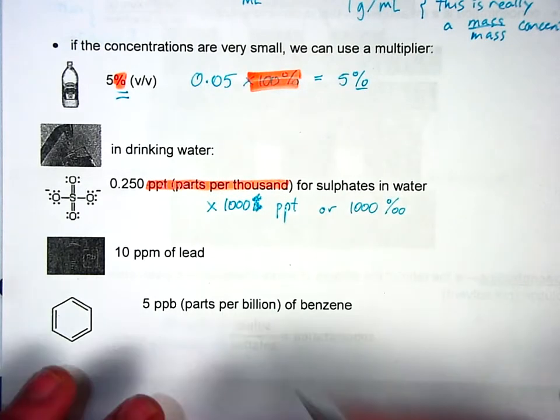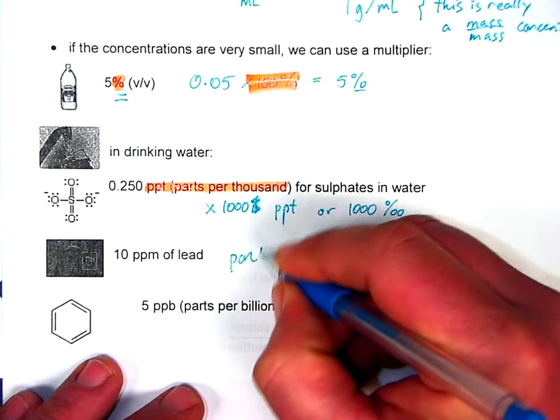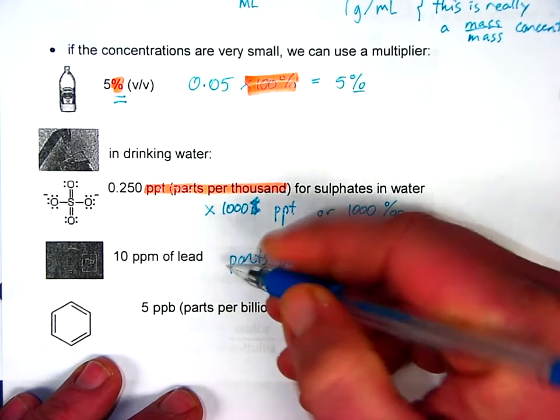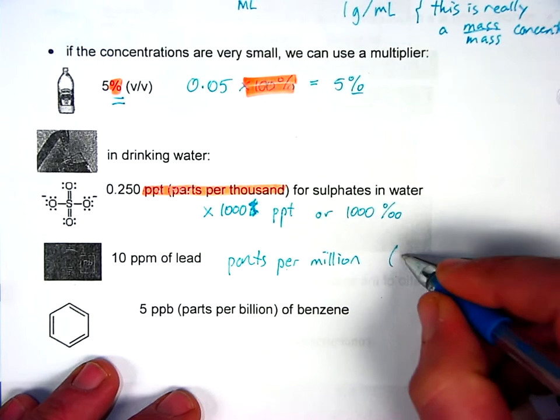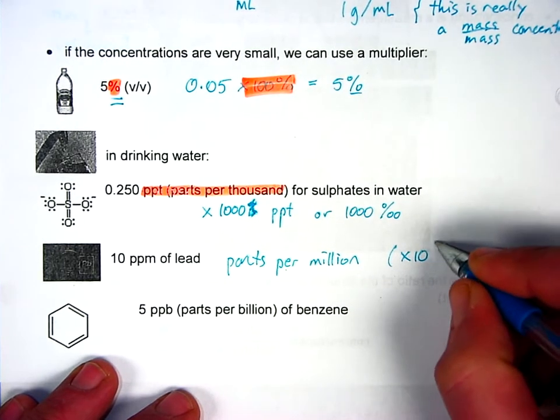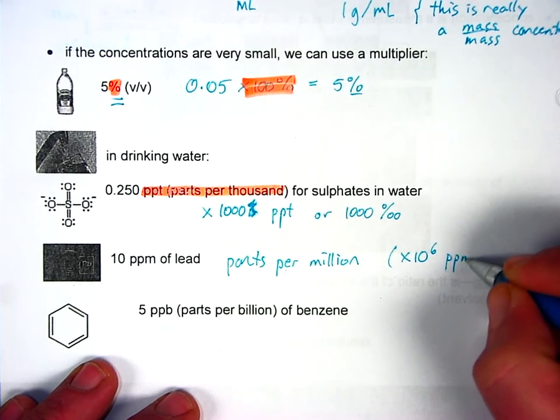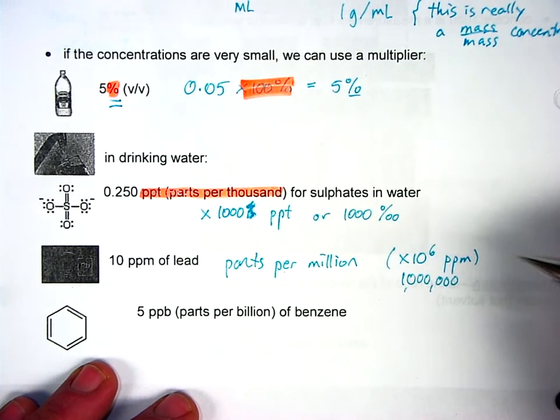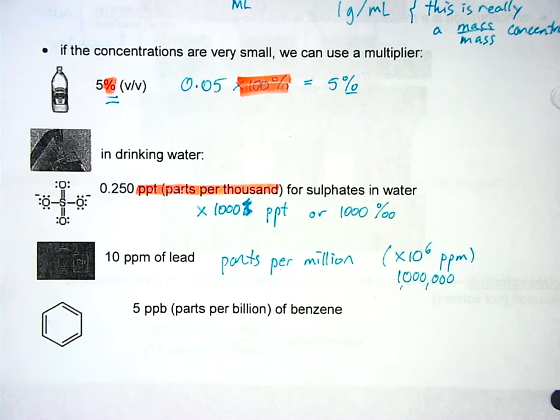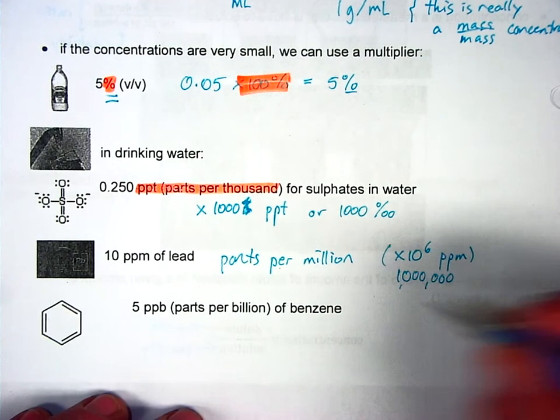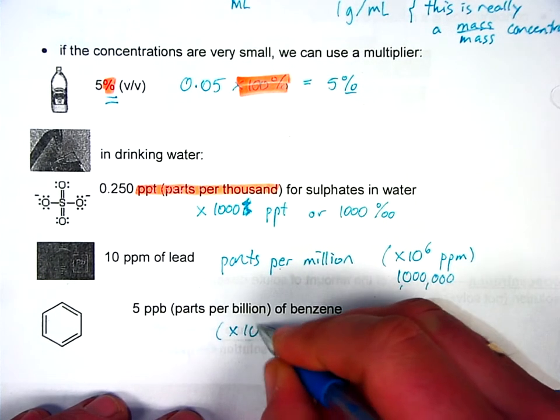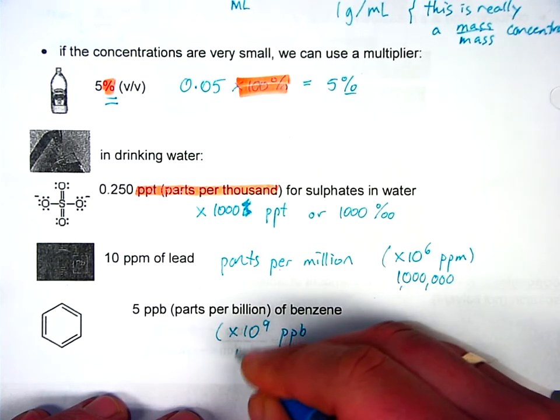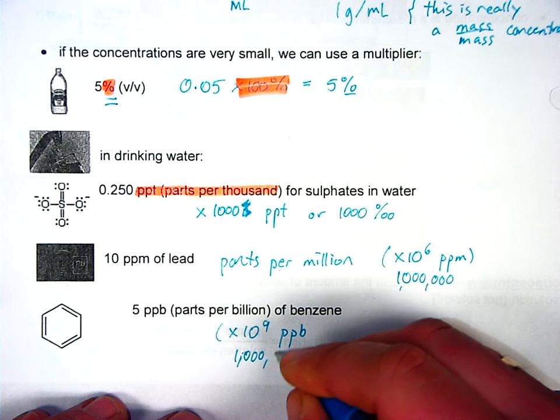PPMs, parts per million. Whatever we got from our formula above, that implies that we multiplied by 1,000,000, or move the decimal place 6 times. Parts per billion, again for very small concentrations. Again, we're multiplying by 1,000,000,000, or moving the decimal place 9 times.